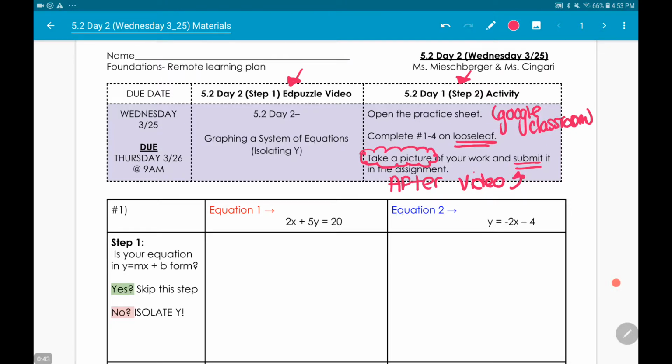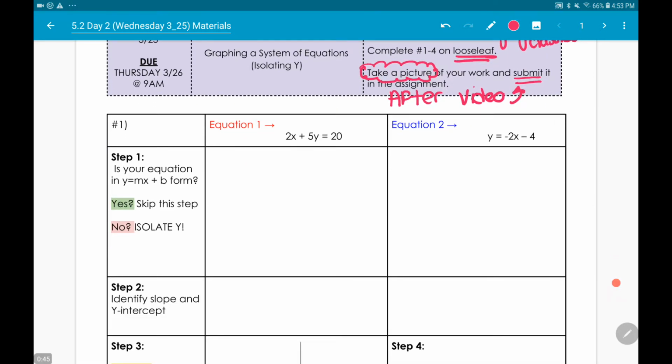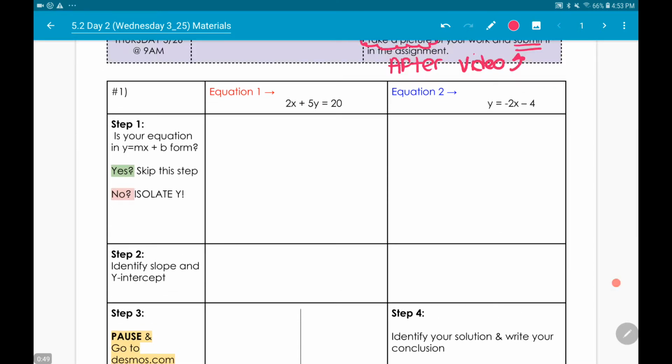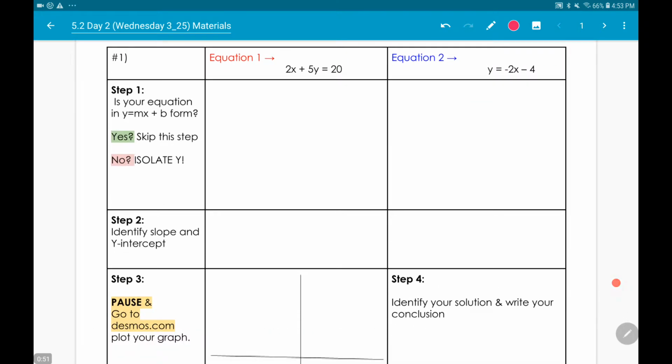All right, so what are we doing? Let's go over this first. So we're still graphing a systems of equations, right? But today's a little different because you're going to notice that I need to check to make sure my equation is in slope-intercept form. All right, if it is, I can skip this step. If not, then I need to isolate for y. So that's going to be the new thing that we're learning. This is our new skill. Everything else is still the same.